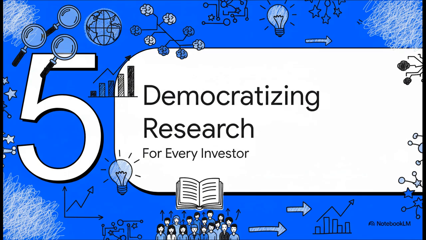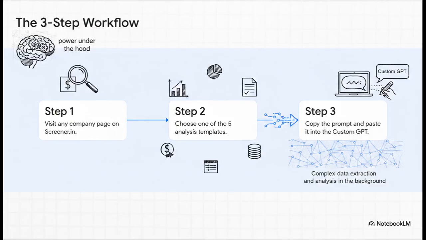So, what does all this add up to? Let's zoom out and look at the big picture here. This is all about democratizing access to professional-grade research. Because despite all that power we just talked about, actually using it is incredibly simple. It's just 3 steps. You go to a company page, you pick the kind of analysis you need, and you copy the prompt it generates into the partner custom GPT. That's it. All that complex data extraction and analysis happens for you in the background.